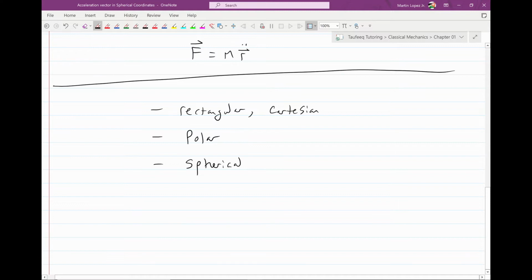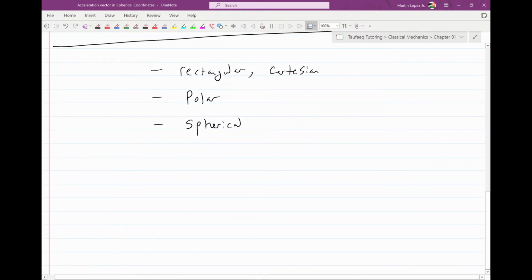Now I'm skipping one of the popular ones. That's going to be the cylindrical one, because once you do the spherical one, then you should be able to do the cylindrical one pretty straightforwardly. The same methods apply. It's just going to be a little bit different. So we're just going to skip that one for the sake of time.